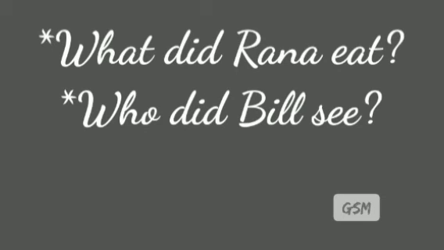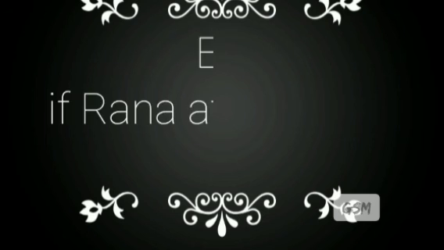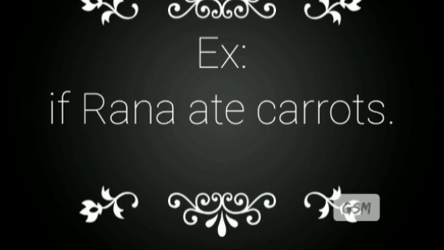When we ask what or who questions with the subject and the verb, such as what did Rana eat or who did Bill see, and the answer is an object, it tells us that the verb is transitive. For example, if Rana ate carrots, then the verb ate is clearly transitive.